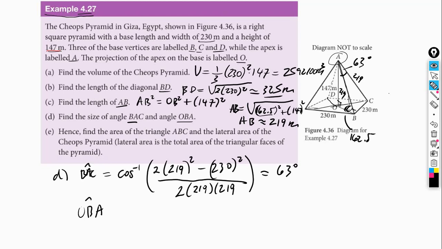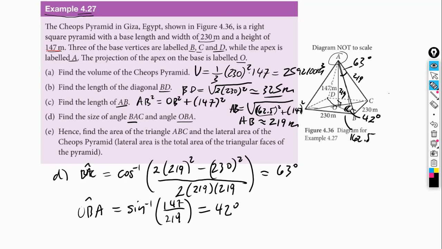So we can use any trigonometric ratio for this. In this case, let's use sine. And because we want to find the angle, we can use inverse sine. So this is going to be the inverse sine, and opposite angle OBA is the height, which is 147. So 147 divided by the hypotenuse, which is 219. So this is going to give us approximately 42 degrees. So this here is 42 degrees.